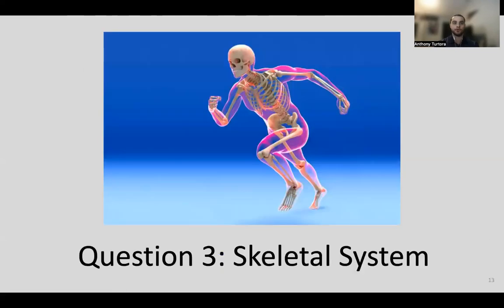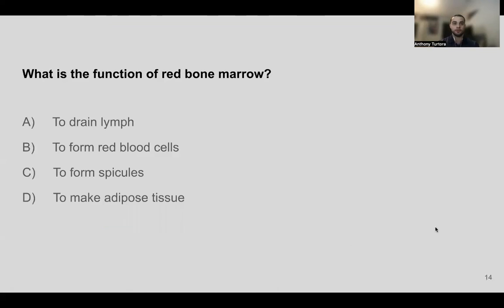All right, so question 3 here. Now we're going to move on to the skeletal system. First question: what is the function of red bone marrow? Is it A, to drain lymph, B, to form red blood cells, C, to form spicules, or D, to make adipose tissue? The answer is going to be to form red blood cells, or erythrocytes. So that is what the function of red bone marrow is.